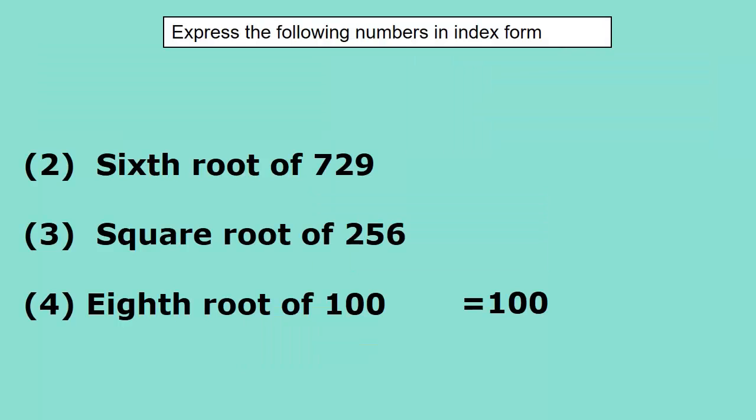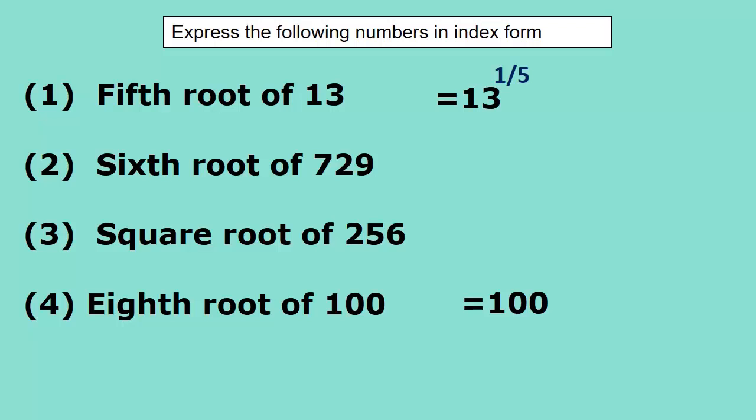Now, express the following number in the index form. Fifth root of 13, we write 13 raised to 1 upon 5. Sixth root of 729, number as it is, 1 upon 6 as a power. 256 as it is square root, so 1 upon 2. And 8th root means 1 upon 8 as a power of 100.